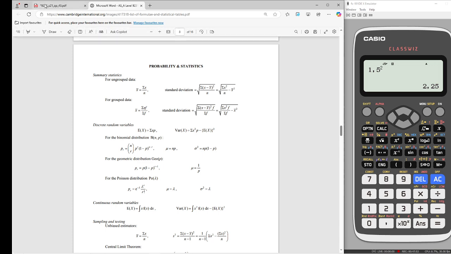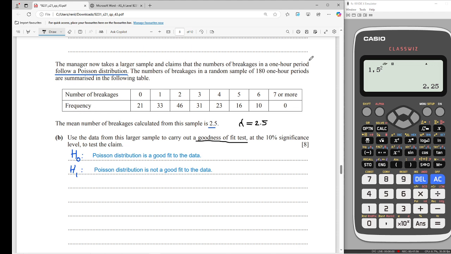We'll get the values. But you have to understand that there's a total sample of 180. That means our sample size equals 180, or our total frequency is equal to 180. So that means we have to calculate 180 multiplied by e to the power of negative lambda, so negative 2.5, multiplied by 2.5 to the power r divided by r factorial. This is the formula to find the expected frequencies of each r.